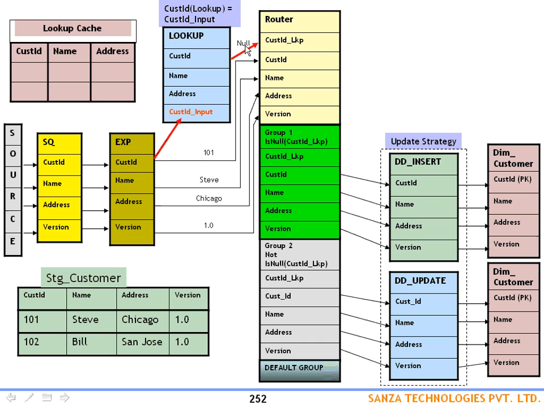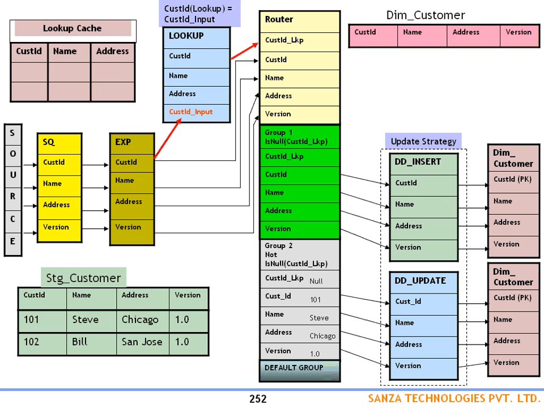It returns a null value for this corresponding 101 record. That should be your understanding. This null value goes to the router transformation. Then the router transformation will check the condition on the customer ID, which is why I renamed it as LK. So this is null, so it has to be inserted. We will use DD_INSERT, and with DD_INSERT it will go and insert the data into the target table.